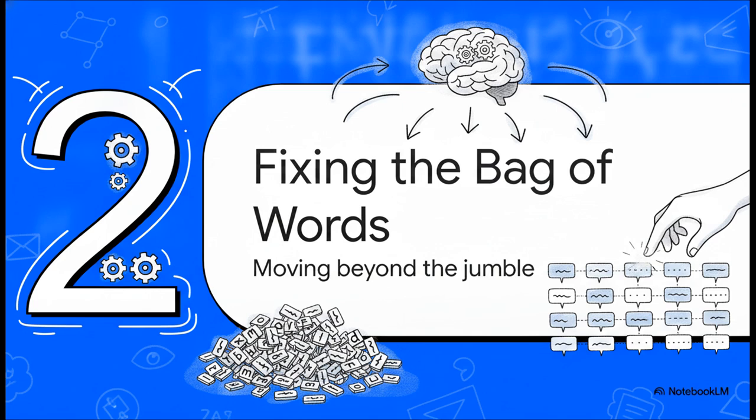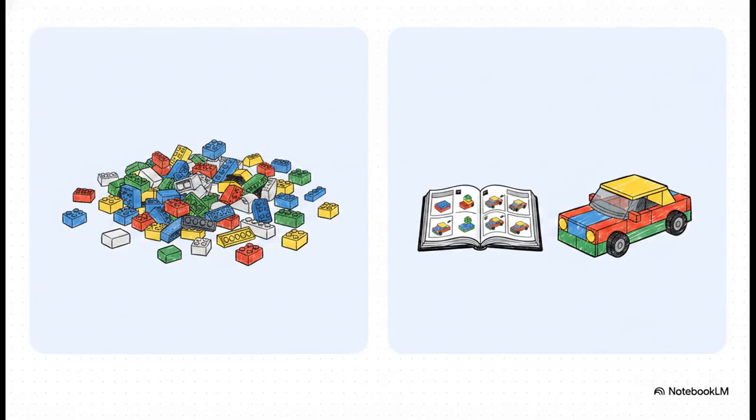Moving on to Section 2, fixing the bag of words, moving beyond the jumble. Think about it like this. If standard AI treats a sentence like dumping a pile of Lego bricks on the floor, where words like red, car, fast, and drives are just scattered everywhere, this new method, COGT, gives the AI the actual instruction manual. It explicitly maps out the dependencies, so the AI knows for sure that red snaps directly onto car.